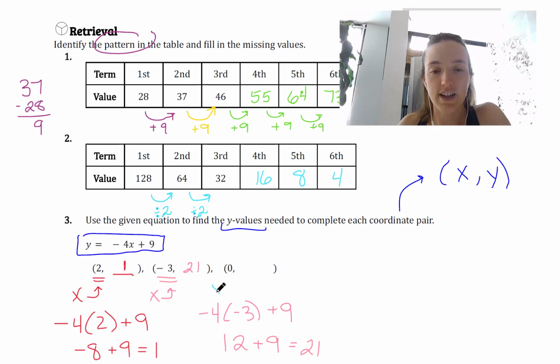And last, the x value is 0. So negative 4 times 0 plus 9. Negative 4 times 0 is just 0. Plus 9 is 9.